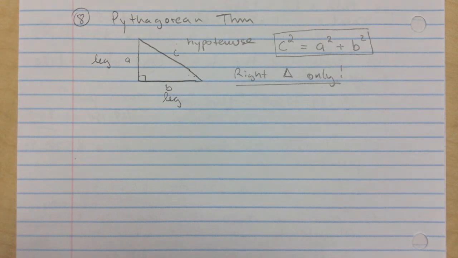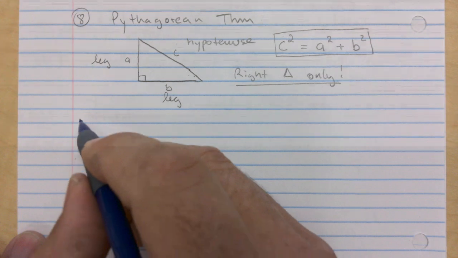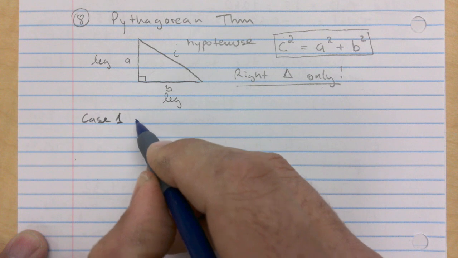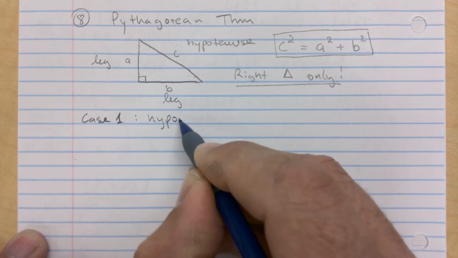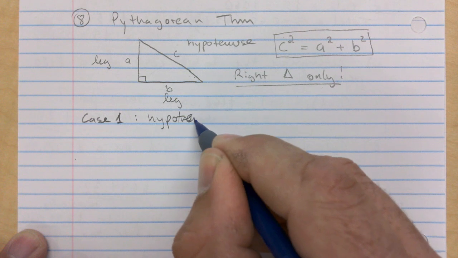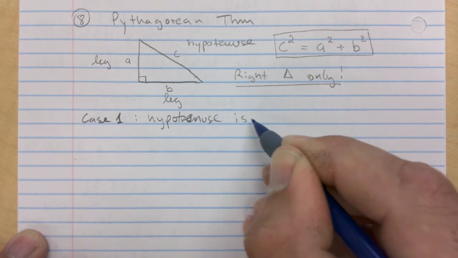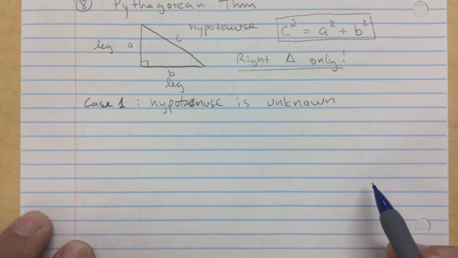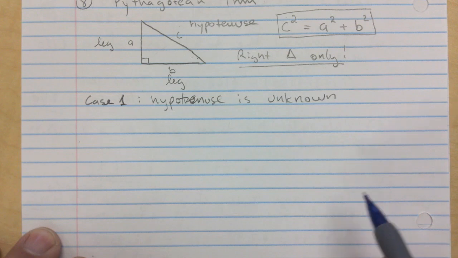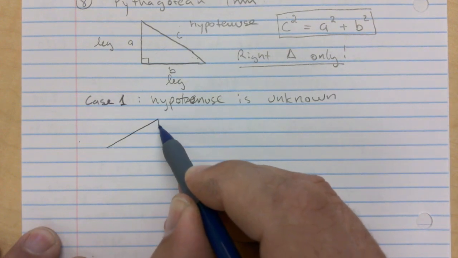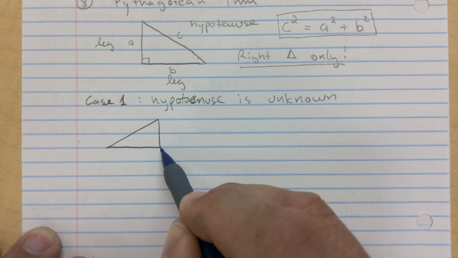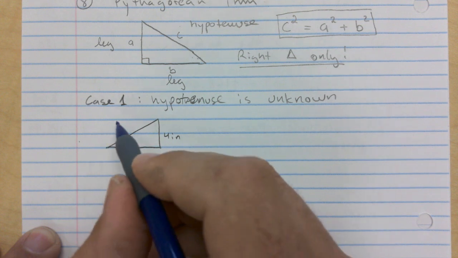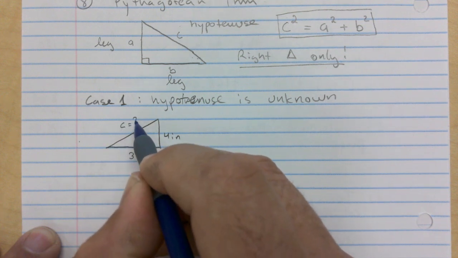Okay. So Pythagorean theorem, we have two cases. Case one, I'm going to call this the hypotenuse. Hypotenuse is unknown. Okay, the first case is the easiest one, when the hypotenuse is unknown. So we're going to do one example here. So let's say this is 3 inches, 4 inches, and this is side C, which is unknown.